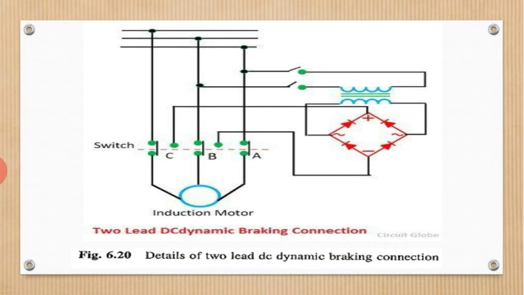Hence there is current in the rotor. This current, after interaction with the DC flux, produces a retarding torque on the rotor. Hence the braking is obtained. And the generated energy is dissipated in the rotor circuit resistance, thus giving the dynamic braking of the induction motor. This is the information related to DC dynamic braking.